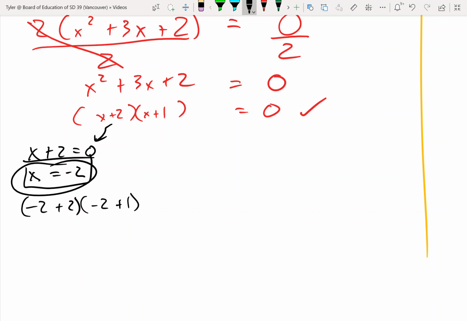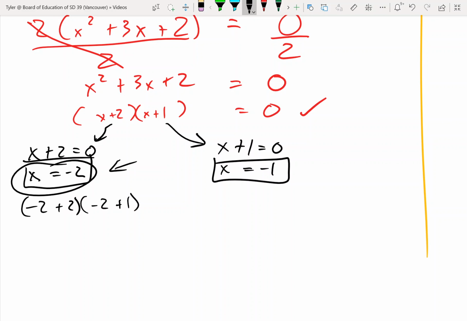Now the other option we could do is say, well, this one is going to equal 0. X plus 1 equals 0. So really, that means that x is equal to negative 1. So what you'll notice is there's two possible answers. Based on this question, either x is negative 2 or x is negative 1. If you sub those numbers into the equation in for x, it will give you the answer equals 0.